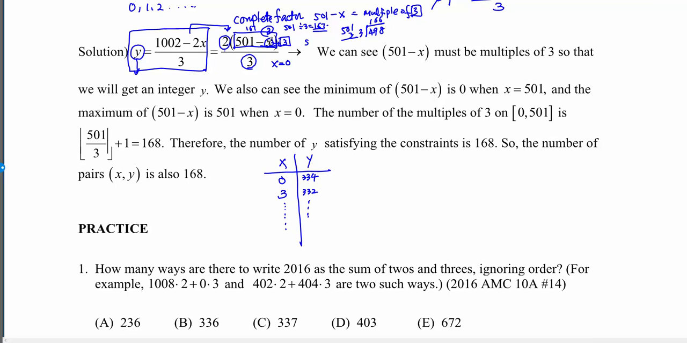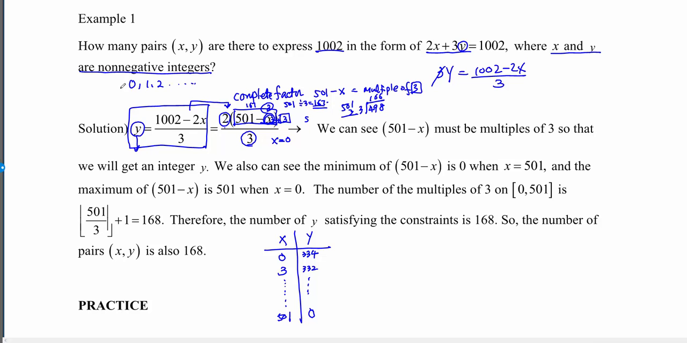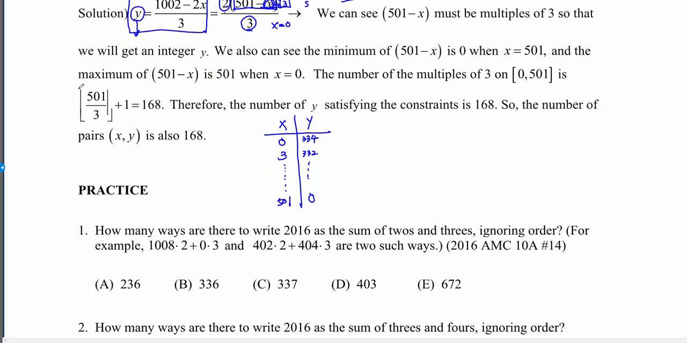Keep going until the maximum number, x equals 501. If x equals 501, y equals 0, and 0 is allowed because they said non-negative integer, so 0 or positive. Those are all the pairs. When x equals 0, y equals 334. When x equals 3, y equals 332. So x changes from 0 to 501.